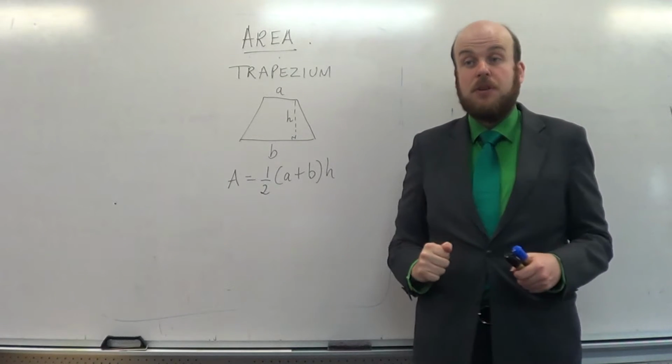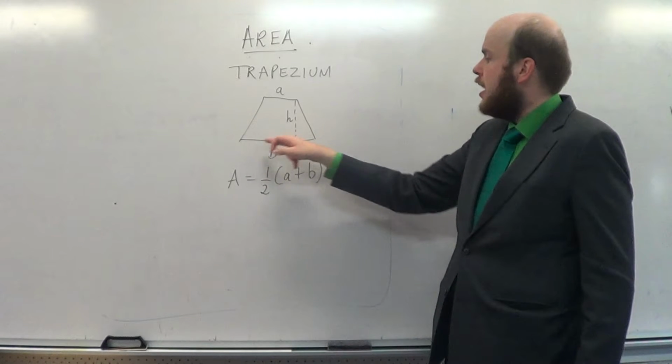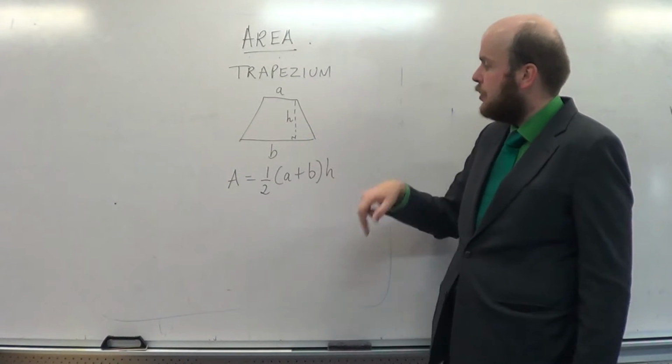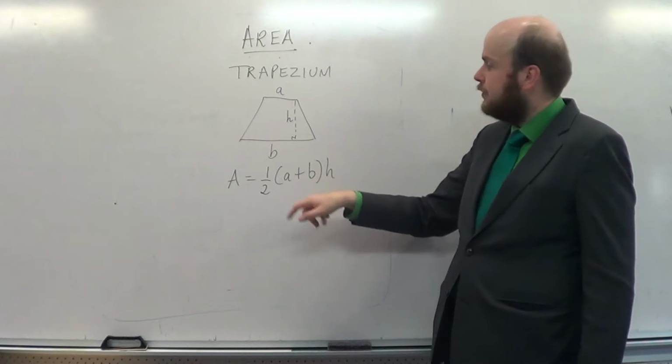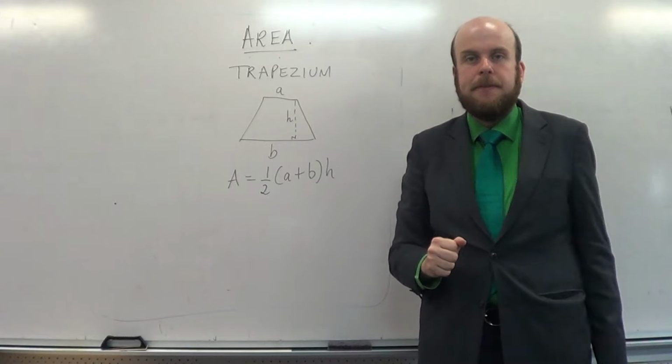The formula for a trapezium is 1/2 of the area, or we add the top and the bottom together. So A is for the top, B is for the bottom. So remember B for bottom. Add them together, halve that, and then times it by the height.